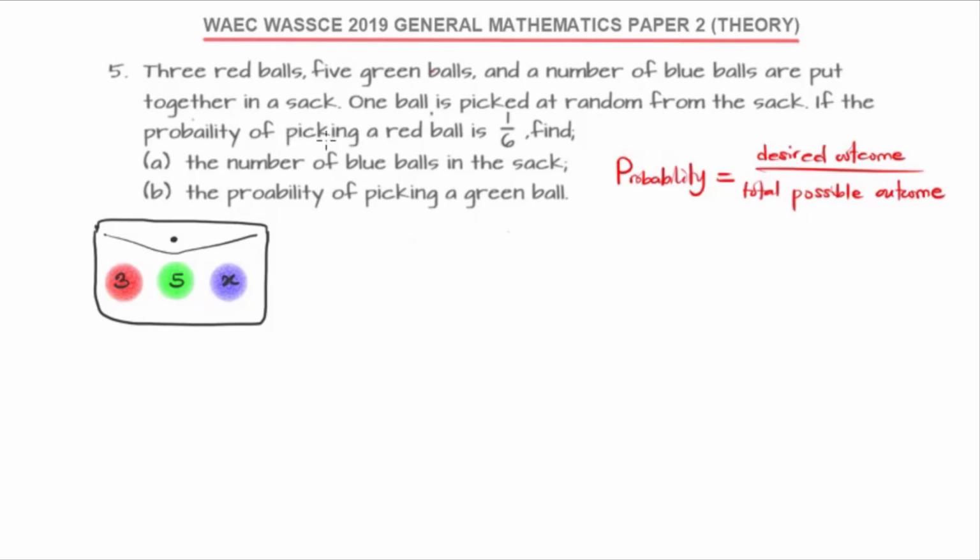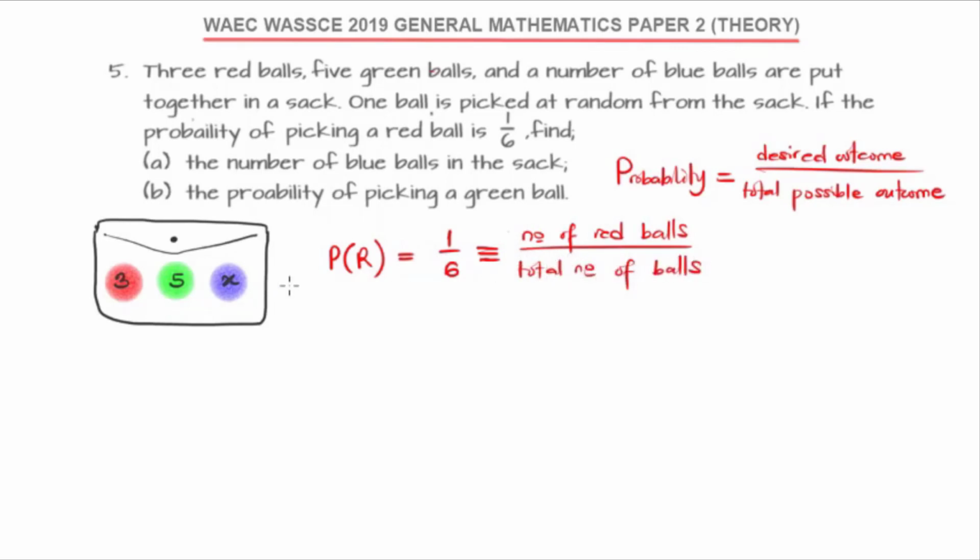Now, we can apply that to this particular scenario. When we are told that the probability of picking a red ball is 1 over 6, that means we can say the probability of R is 1 over 6. But from the definition I just gave, that should be the number of red balls over the total number of balls. The desired outcome is red, so the number of red balls, and the total possible outcome is the total number of balls. We don't know the total number of balls yet, but we can use this to find it.